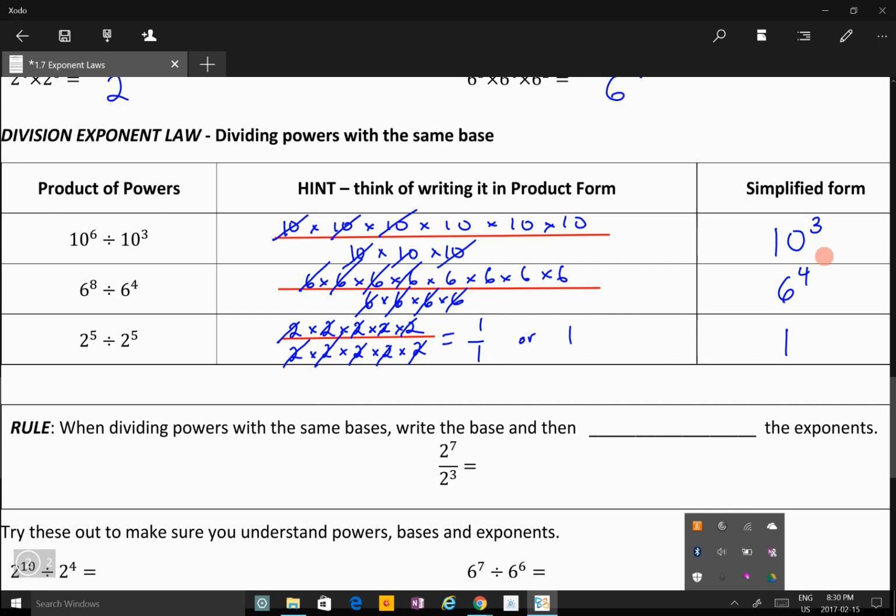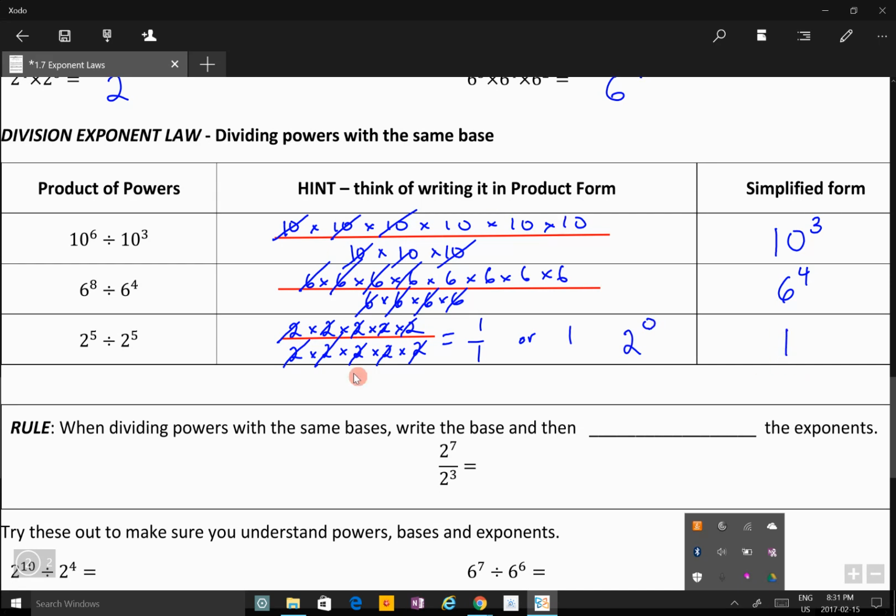But let's look at the exponents of the others. You have 6 and 3, and my final form is 3. It turns out if I subtract the exponent on the bottom from the one on the top, 6 minus 3 gives me 3. Let's check if this is true for the others. 8 minus 4 gives me 4, and 5 minus 5 gives me 0. Oh, so I should have written this as 2 to the power of 0. Any number raised to the power of 0 is equal to 1, and that's why I have 1 down here.